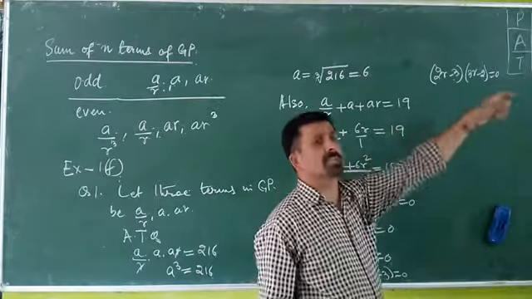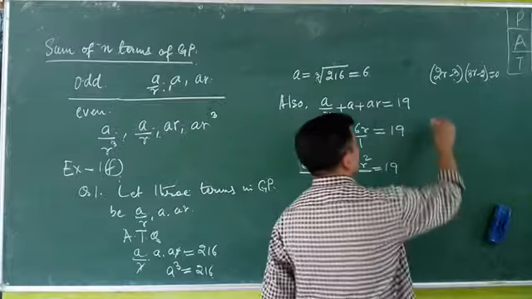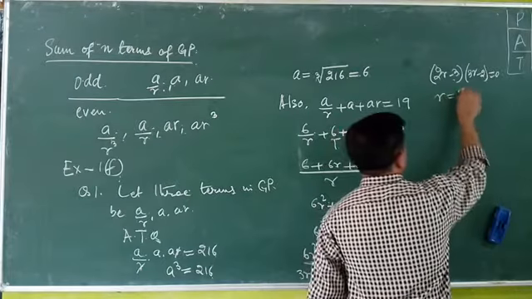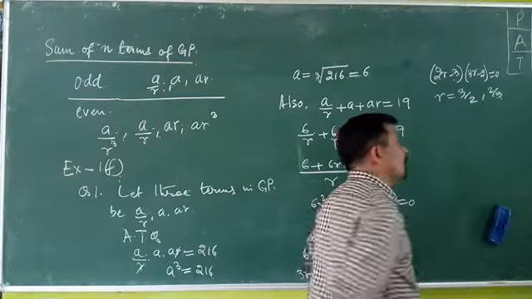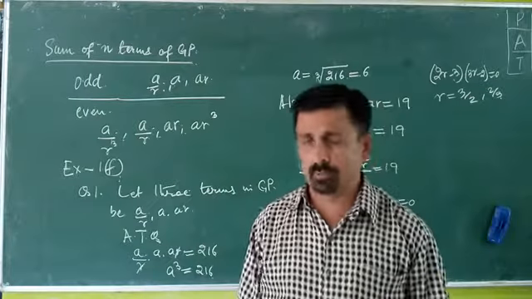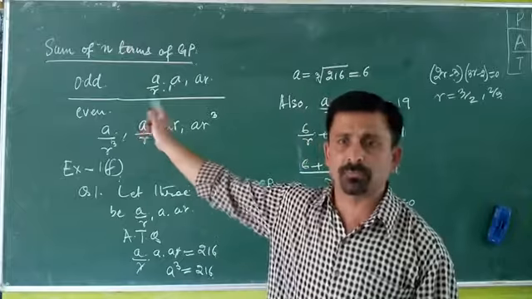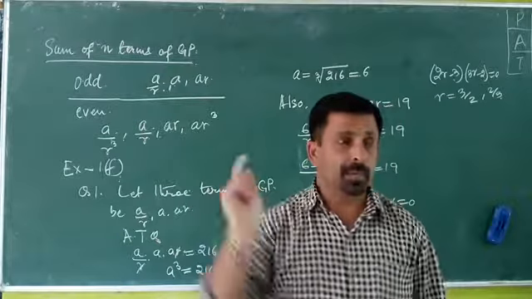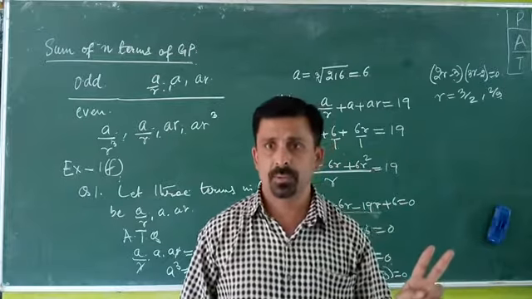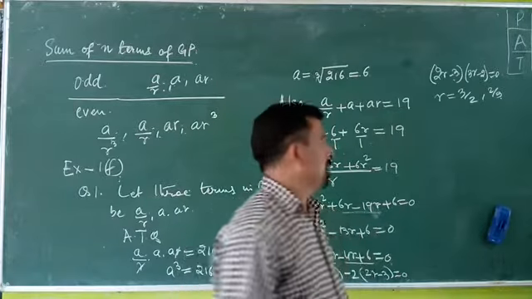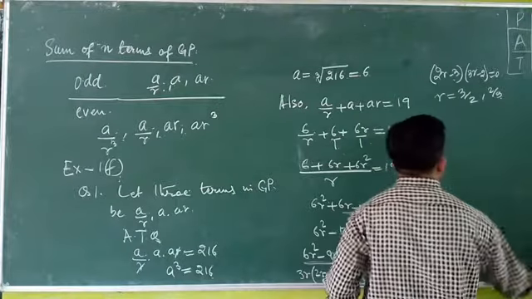This will give us the two values of r. So you get r equal to 3 over 2, and another value you get as 2 over 3. We got the two values of r now, and we are ready to find the values of the three numbers. But because we got two values of r, we are going to get two sets of answers. Are you aware of that? Yes, sir. So we are now going to calculate the two sets of numbers.